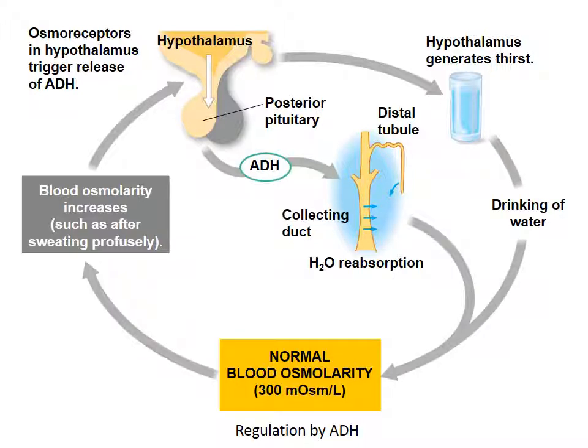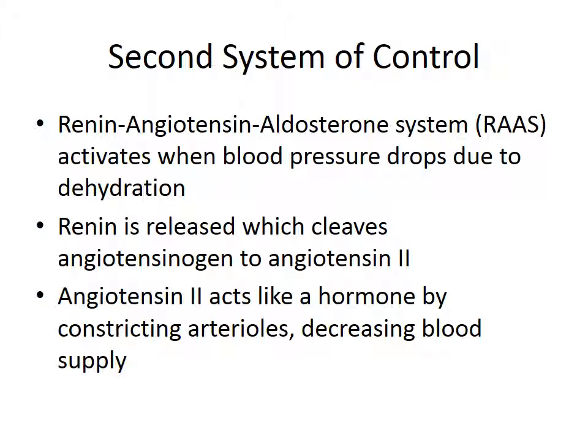And then the distal tubule will reabsorb a lot of water, so our blood osmolarity will come back to 300. There's also a second system of control, and that is the renin-angiotensin-aldosterone system, or the RAAS system.